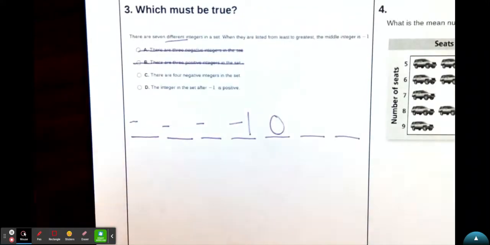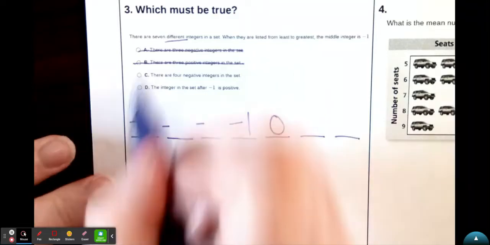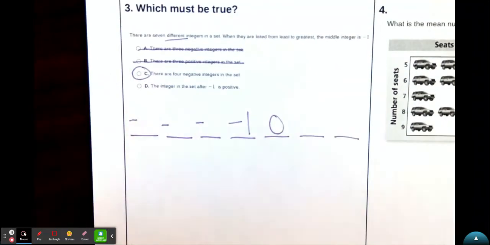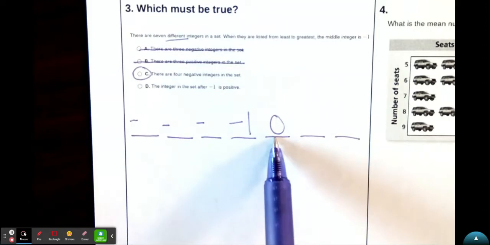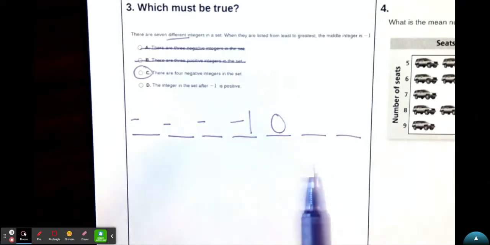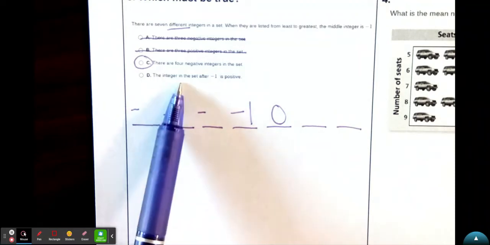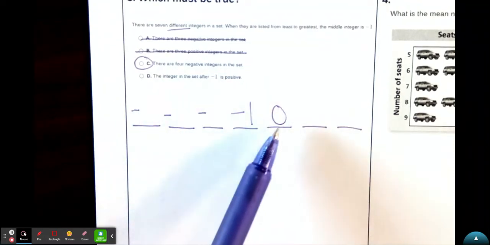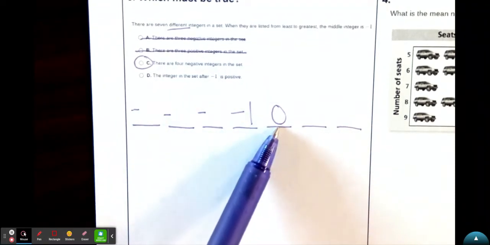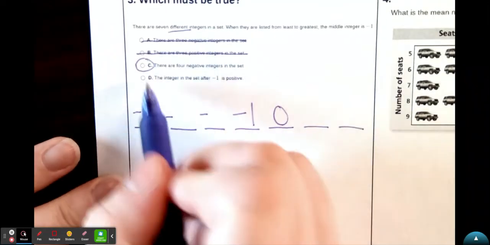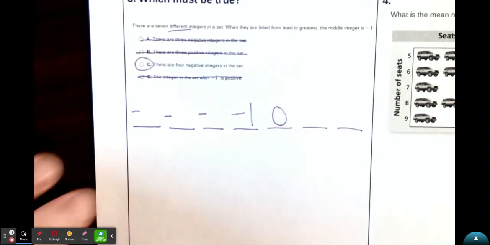Not B. C says there are 4 negative integers. Yes, it's true. This is true. Because the middle number is -1, but there's 3 behind it, so you add all of them. Right. And could this one possibly be negative? No, because the next possible answer was 0. Okay, and then D, the integer in the set after -1 is positive. So is this number necessarily positive? No, because it could be 0. So C is our answer.